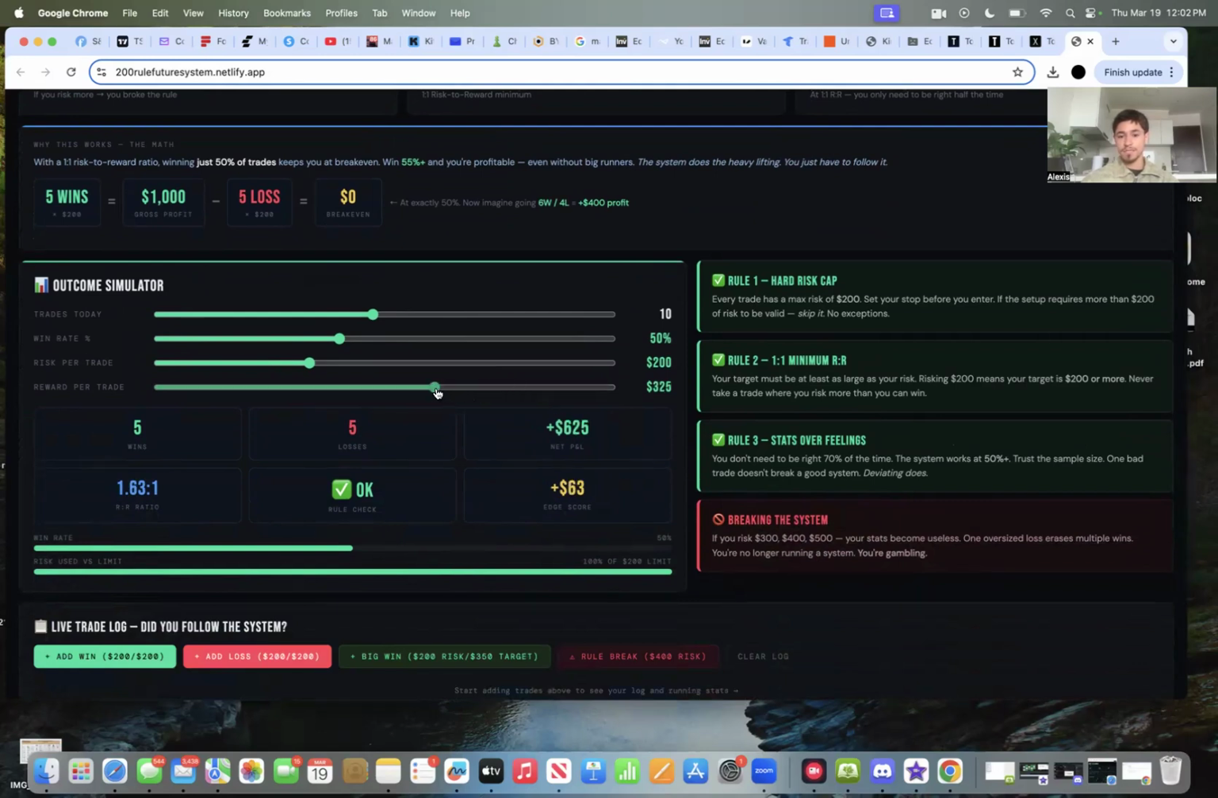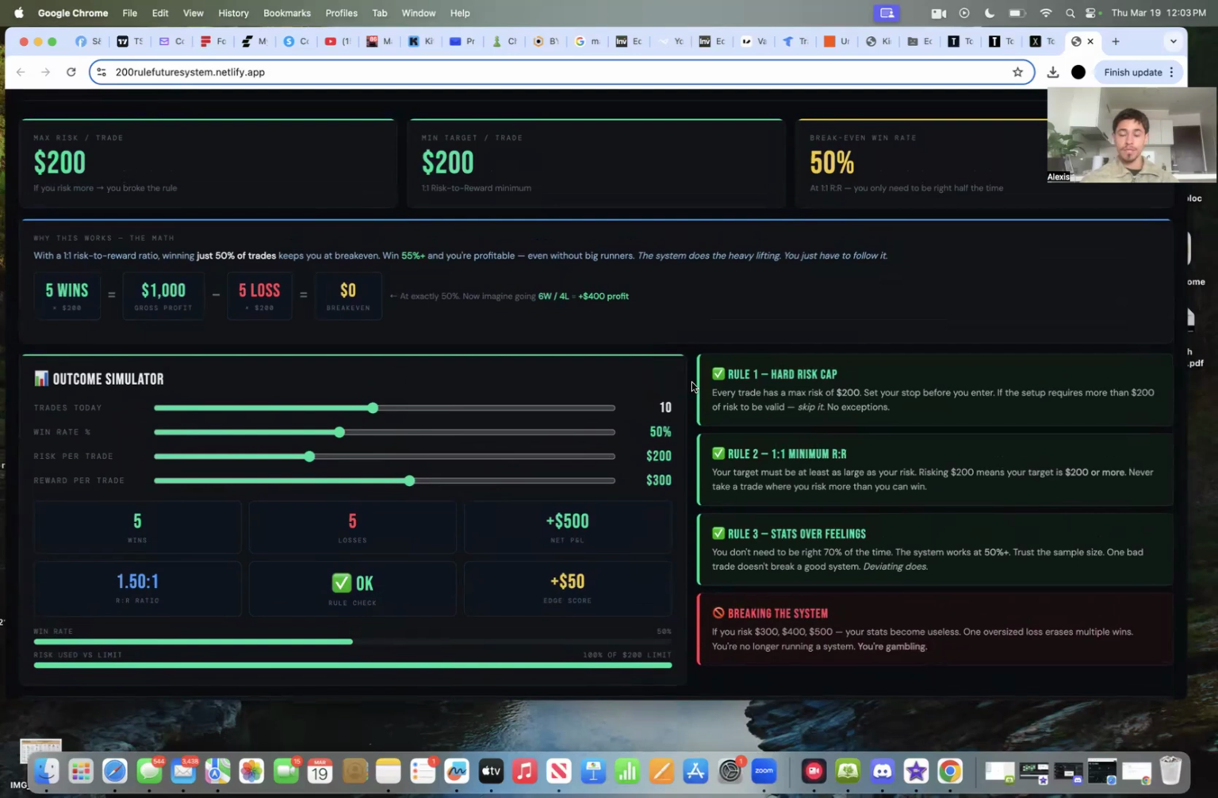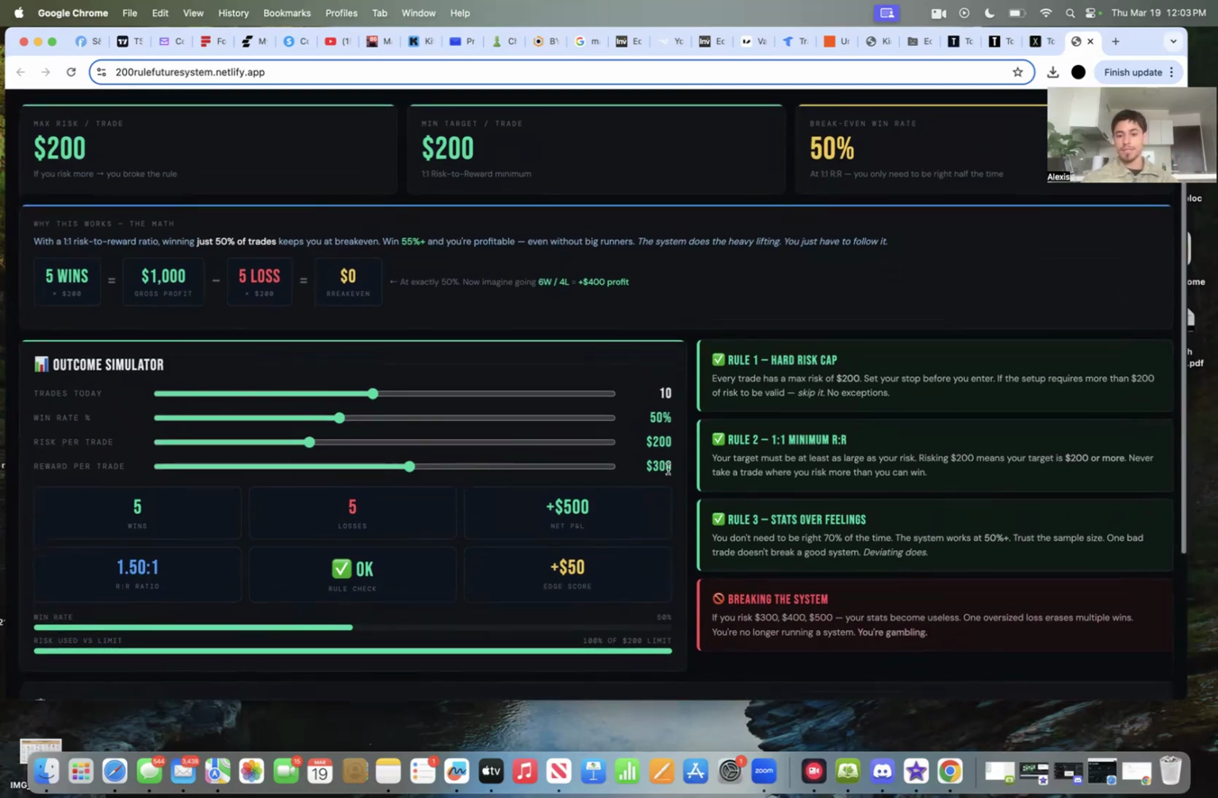Or at least, if you're gonna risk 10 points, can you go and make 15? That's going to help because even if you don't double what you're risking, 400 would be doubling what you're risking. Even if you only make 300 with a 50% win ratio, guess what? If you lost five trades, that's 2, 4, 6, 8, 10. That's like losing 1,000. But if you make 3 times 5, then that's making 1,500. It still outweighs the losses, right?